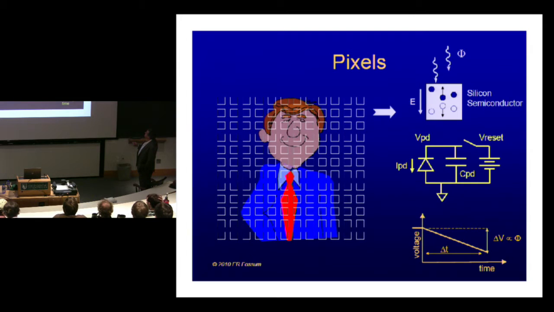And the first thing we do in the pixel is we reset this capacitor to some initial voltage, and then we open the switch. And when light shines on the semiconductor, a little current flows through this diode, which discharges that capacitor, so the voltage starts up at V reset, and then over time the voltage drops down. And the rate of change of the voltage over time is just proportional to the flux.